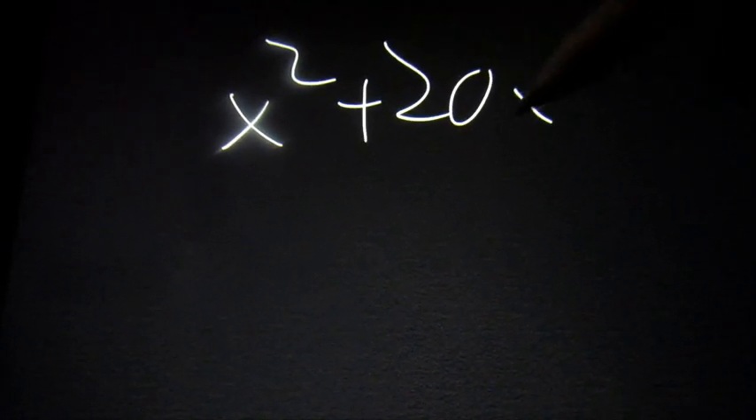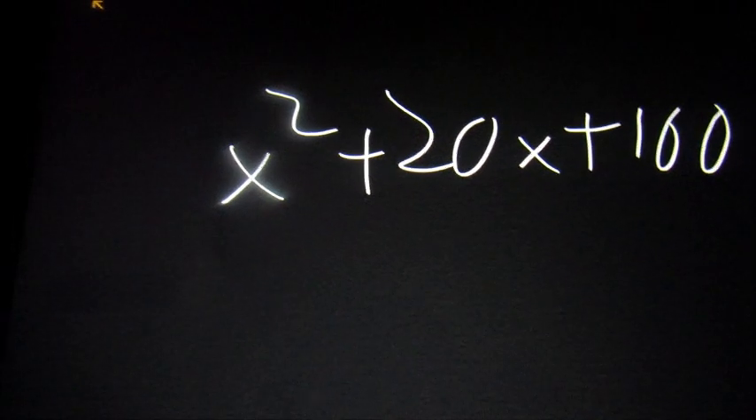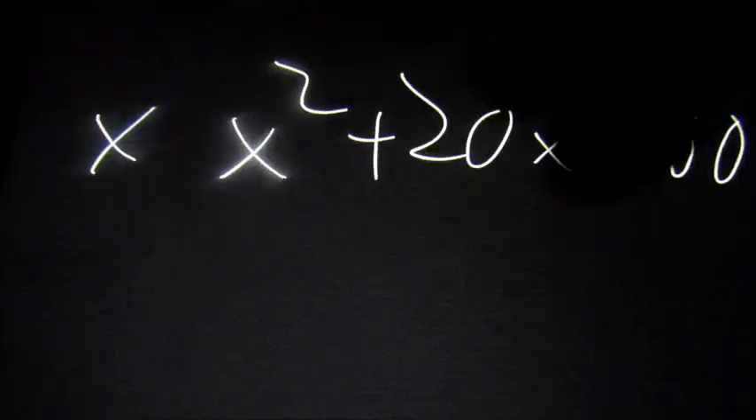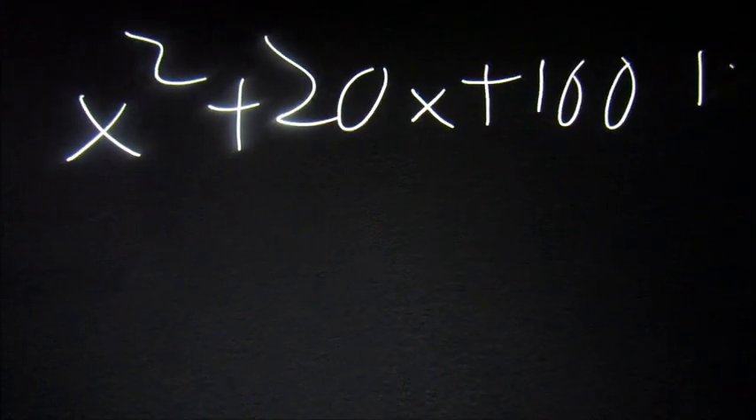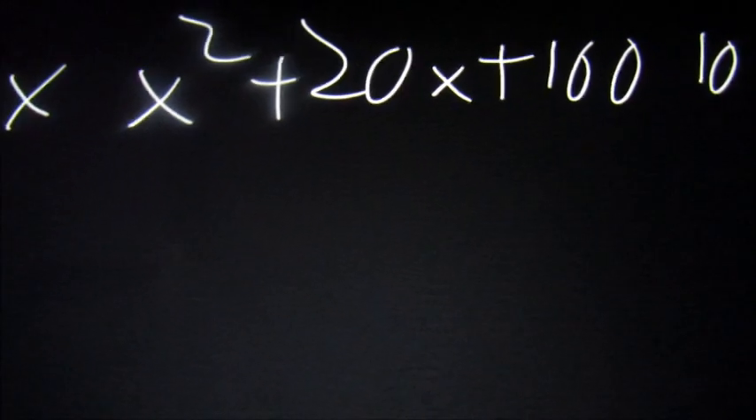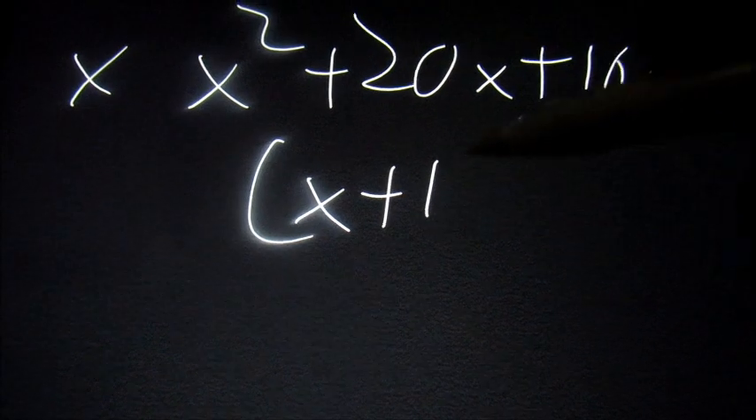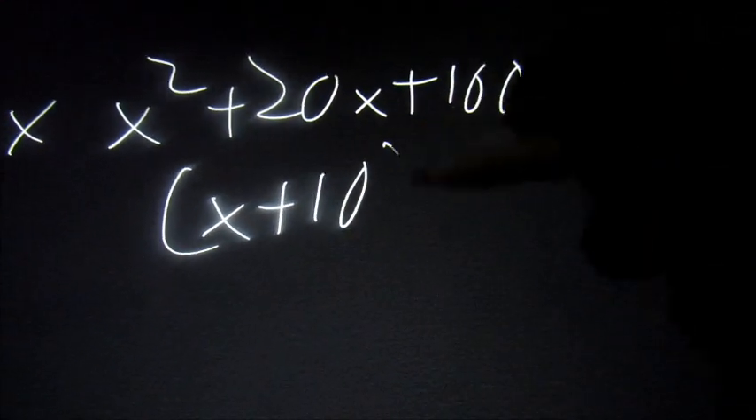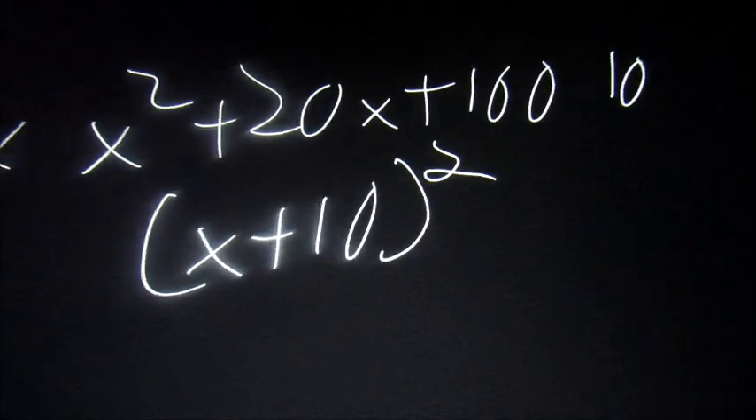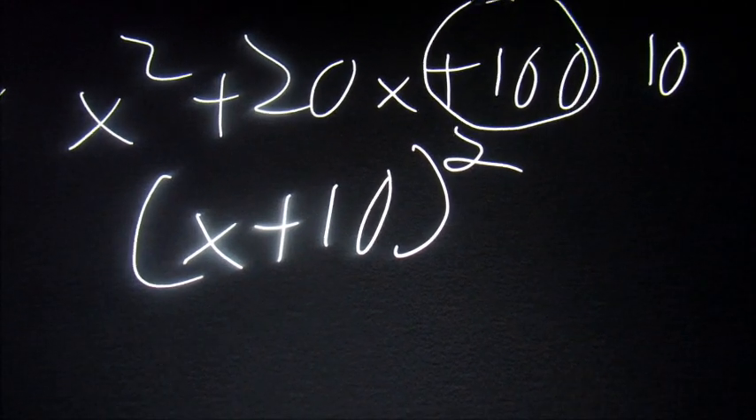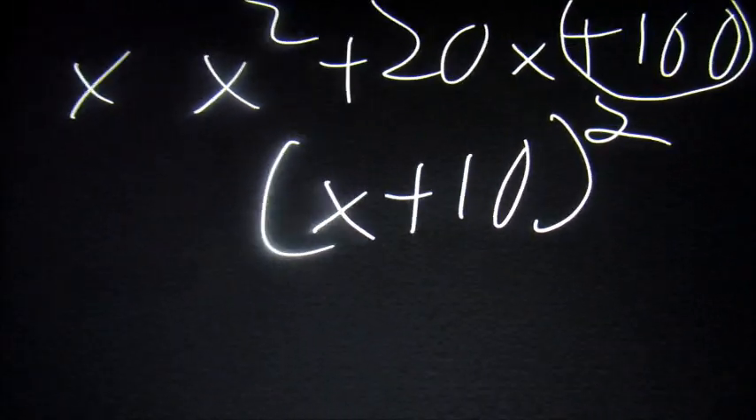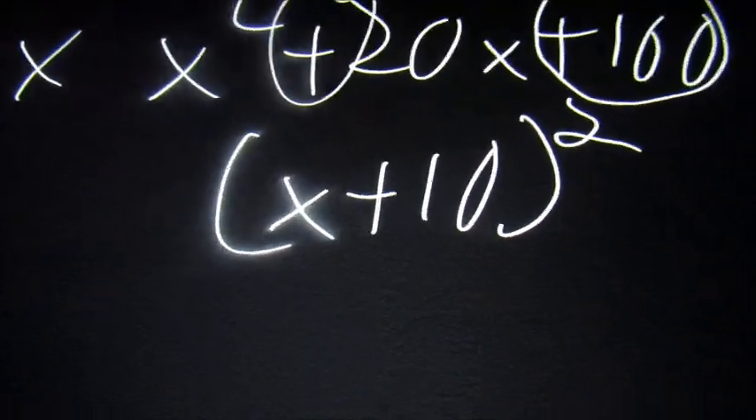Then let's say we have x squared plus 20x plus 100. Square root of x squared is x. Square root of 100 is 10. 2 times x times 10 is 20x. So it's going to be x plus 10, the whole thing squared. Remember, on these, this last term has to be positive. The middle term can be positive or negative.